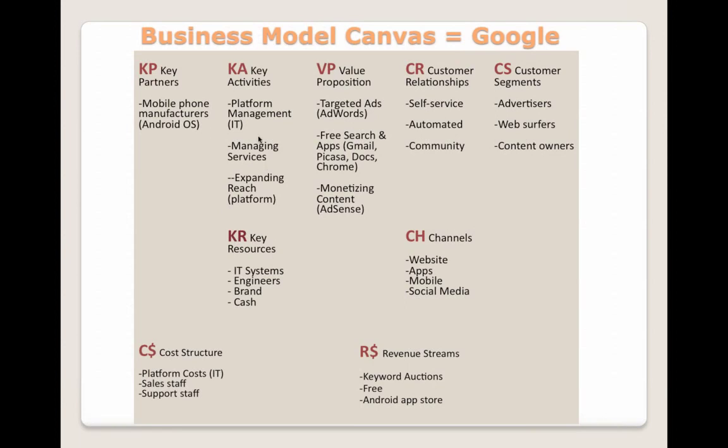And then finally, revenue streams. So, how does Google make money? Well, those keyword auctions where the advertisers pay every time someone clicks on an ad. Free: Google definitely uses free by providing all of its apps for free. And then Google takes a 30% cut of any application that's purchased through the Android App Store. And that's standard 30%. Apple takes 30% in the iPhone App Store as well.